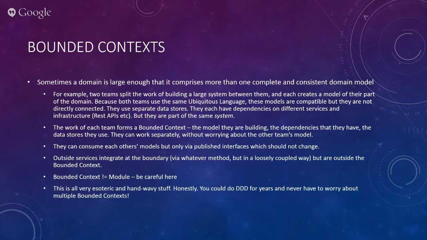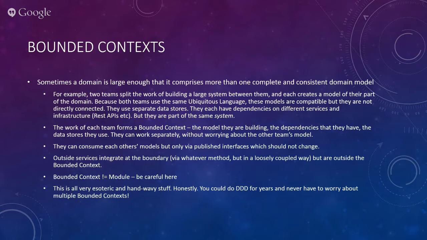Right, bounded context. Honestly, I do not think I understand what a bounded context is, so I've assembled this from the book. Sometimes the domain is large enough that it comprises more than one complete and consistent domain model. The example that Evans gives: two teams split the work of building a large system between them, and each creates a model of their part of the domain. Because they're using the same ubiquitous language, the models are and should be compatible, but they're not directly connected. They use separate data stores. They each have dependencies on different services and infrastructure, but they're part of the same overall system.